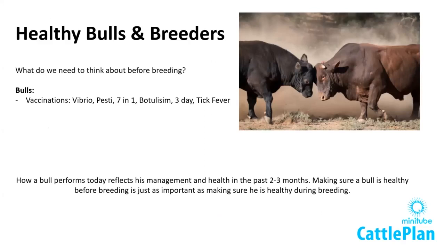So firstly, to make sure our bulls are in good working order, we need to look at what vaccinations they need. This will vary depending on where you're located across Australia. Different regions will require different vaccines. So it's something you need to have a chat to your vet about, or possibly even your ag department. They may be able to point you in the right direction of what you need. But the main ones for bulls to consider are vibriosis, pestivirus, 7-in-1, which covers your clostridial infections, botulism, particularly in areas that are phosphorus deficient, possibly 3-day sickness and tick fever, depending on what region you're in.